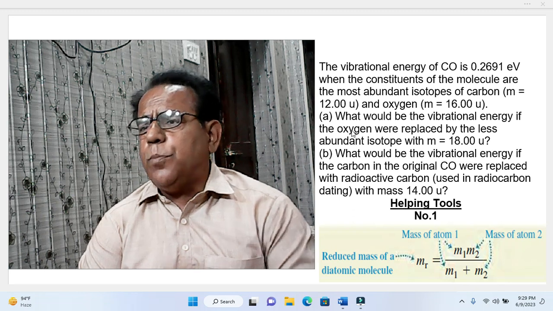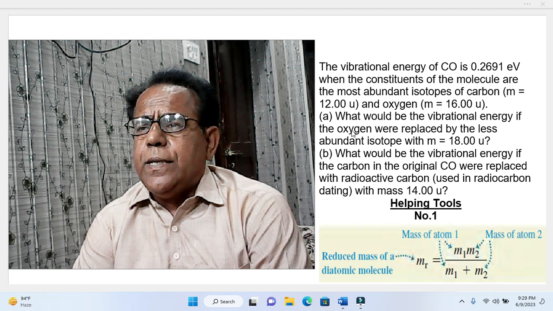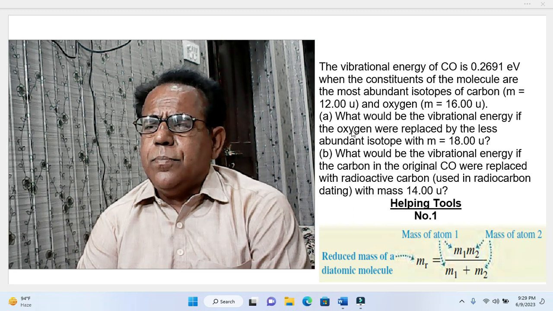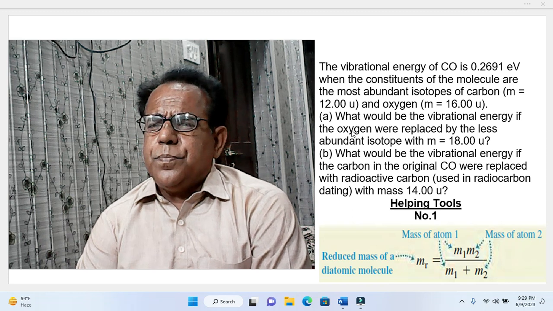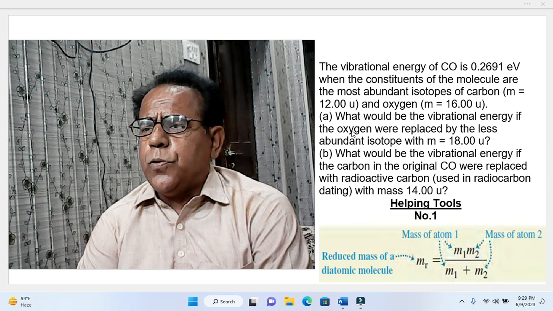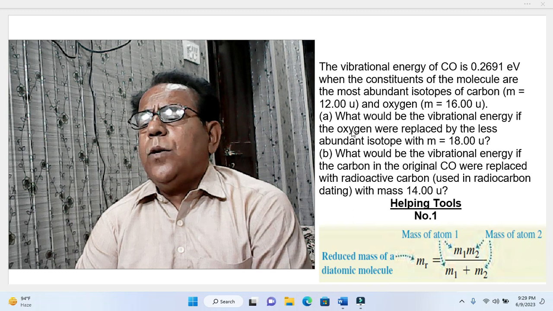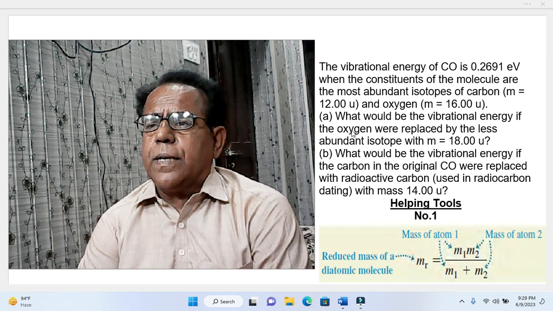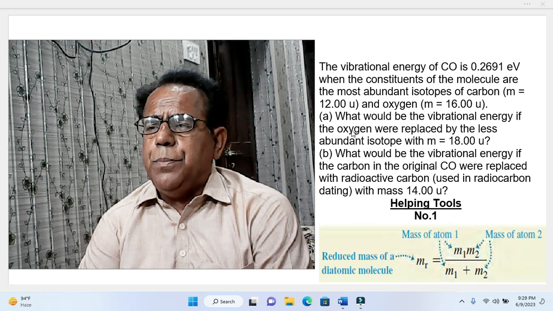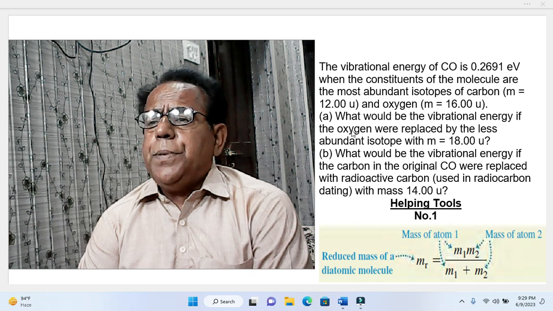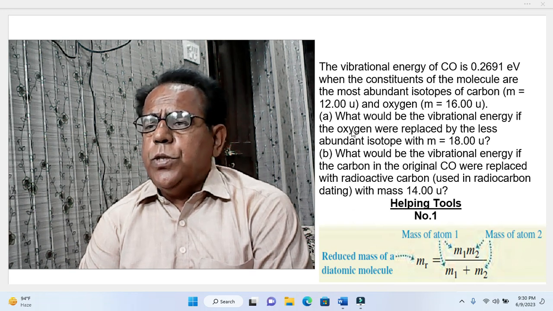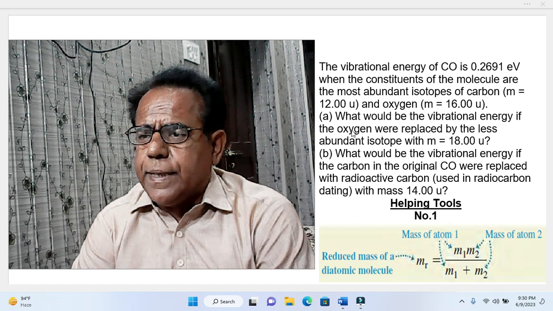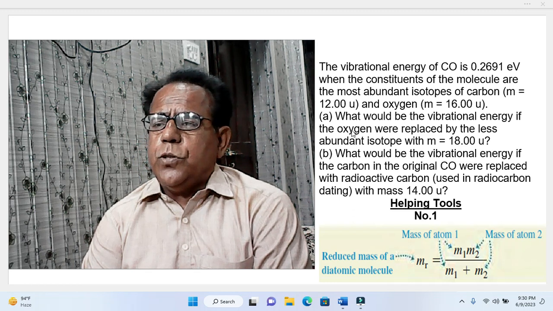The vibrational energy of carbon monoxide is 0.2691 electron volt when the constituents of the molecule are the most abundant, meaning available in excess, maximum availability, isotopes of carbon M equal to 12.00 U and oxygen M equal to 16.00 U. Part A, what would be the vibrational energy if the oxygen were replaced by the less abundant isotope with M equal to 18.00 U. Part B, what would be the vibrational energy if the carbon in the original carbon monoxide were replaced with radioactive carbon used in radiocarbon dating with mass equal to 14.00 U.